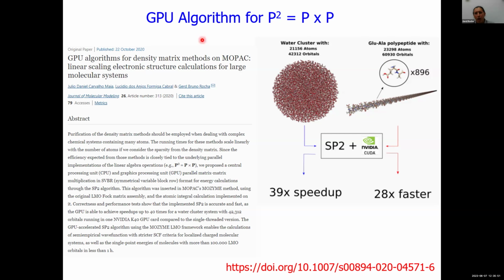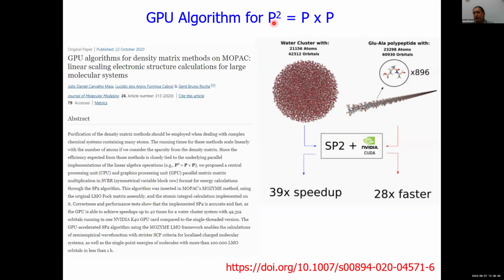A proposition of a new algorithm to do linear scaling calculation, okay? And we apply this method to compute a large molecular system, including this big drop of water and this big wire of protein, okay? And the heart of this method is the multiplication of two density matrices to form the square density matrix.